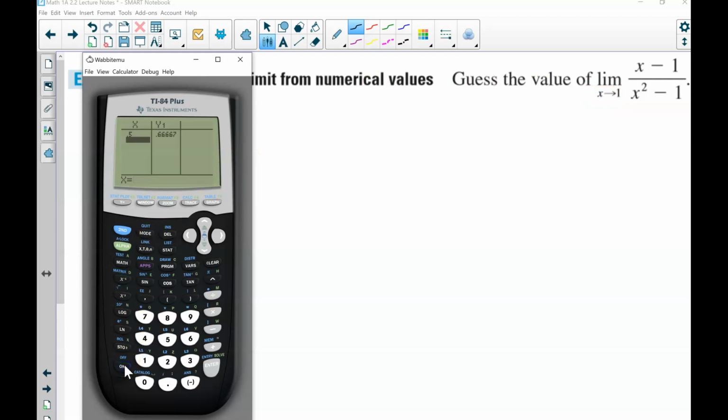So I'm going to go ahead and turn this on. Okay, I'm going to go ahead and put y equals. Now if you notice here, I've already put in the function x minus 1 over x squared minus 1.